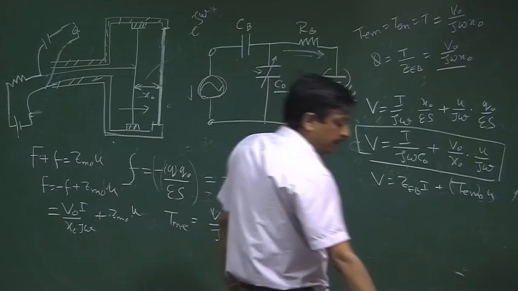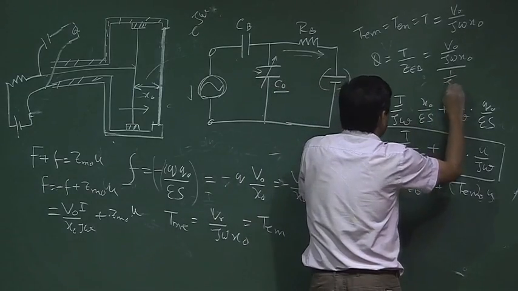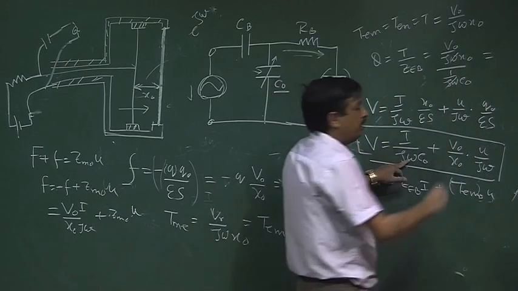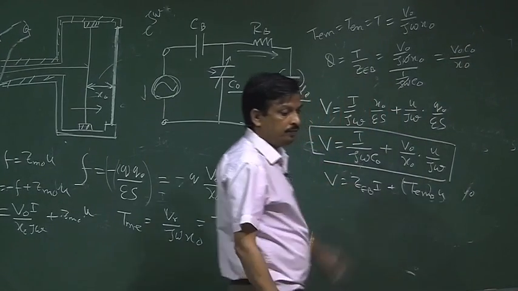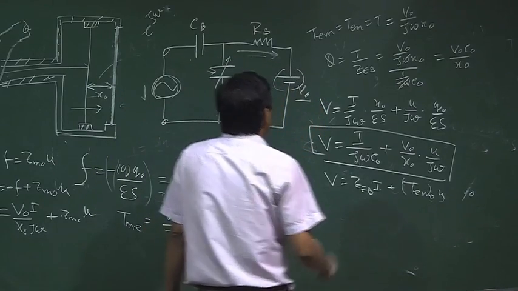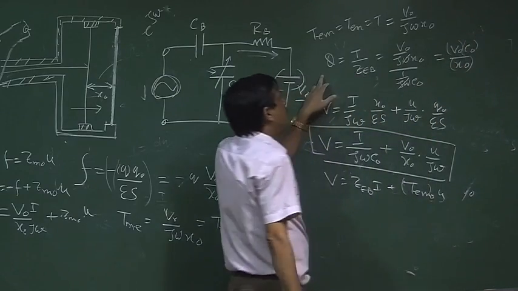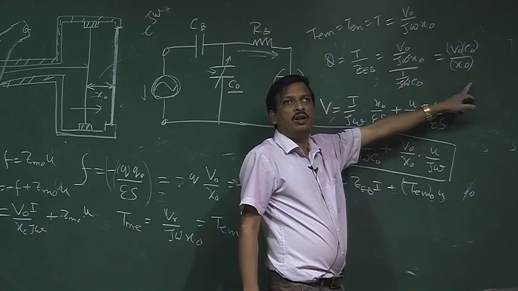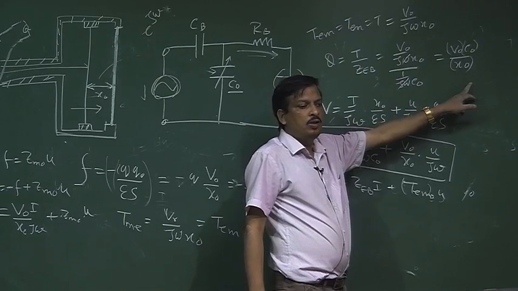JdV is nothing but 1 by j omega C0. So, j omega cancels, and it is V0 C0 divided by x0. Now, see, V0 is real, C0 is real, x0 is real, and it is a constant. So, phi is a real constant. In the case of a reciprocal transducer, we have proved that phi is a real constant.